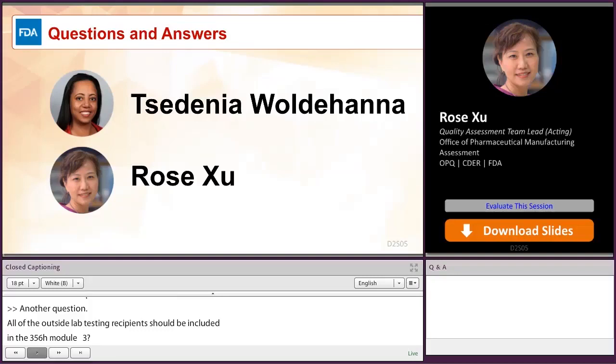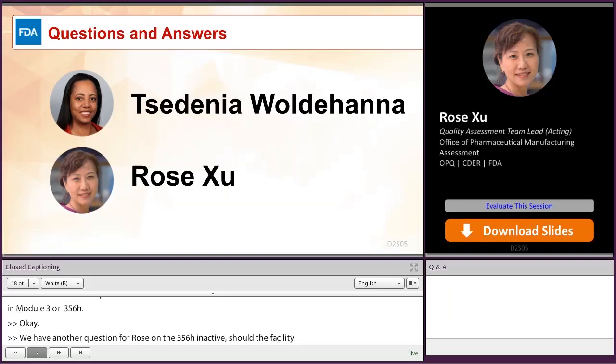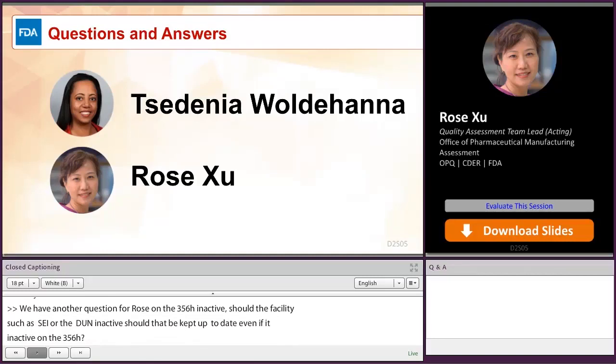Okay, great. We have another question for Rose. If a facility is listed on the 356H as inactive, should the facility information such as the address, FEI, DUNS, be kept up to date and current even though it is inactive on the 356H? Well, if it's inactive, that means this facility is no longer in active state, right? It's no longer used for this application anymore, right? We still wanted to get the correct information for sure, yes.